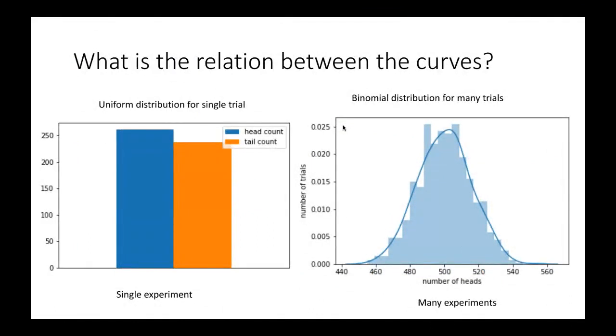Basically, the difference between these two is that this is the outcome for a single experiment. If you take that experiment and do it many, many times, sometimes you'll get a very even 50-50 split. Sometimes it'll be lopsided, but more often it'll be a fair coin. So this is the issue there.